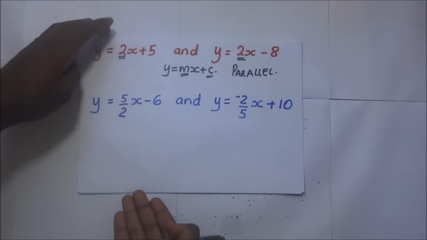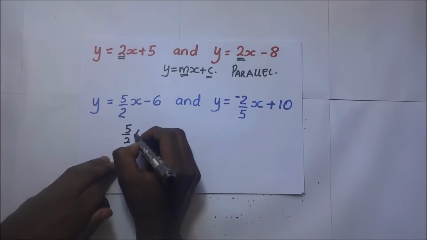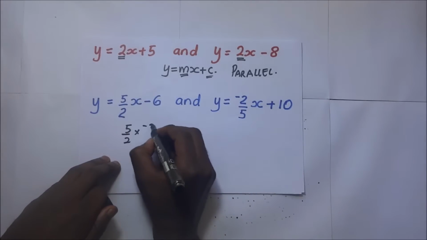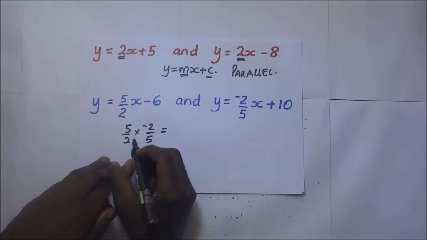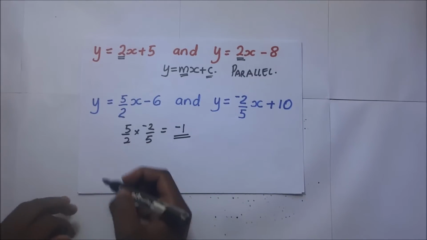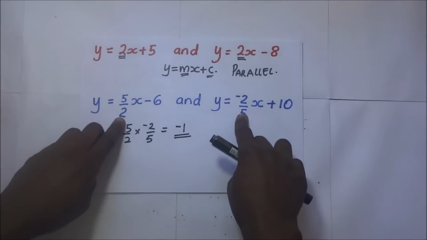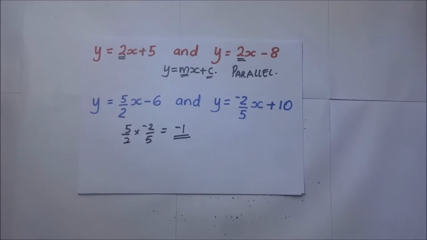For example, you find that the value of m here is 5 over 2. If I multiply 5 over 2 by -2 over 5, the answer I will get is -1. So with perpendicular lines, when you multiply their gradients, you're always going to get -1.